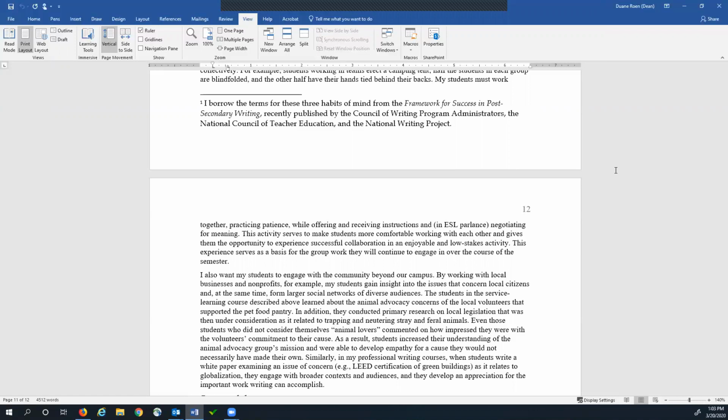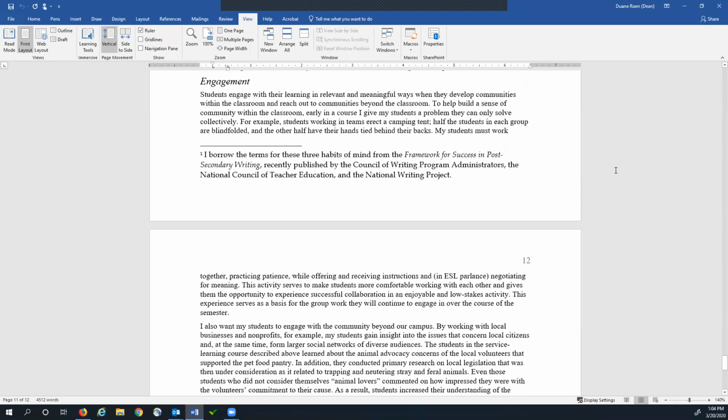So if you look at line 1 or 2 there, to help build a sense of community within the classroom. Yeah, that's why she's giving that kind of assignment to her students. Was it a good choice for her to talk about building community in the classroom, by the way? Do you consider community in the classroom to be important or not that important?